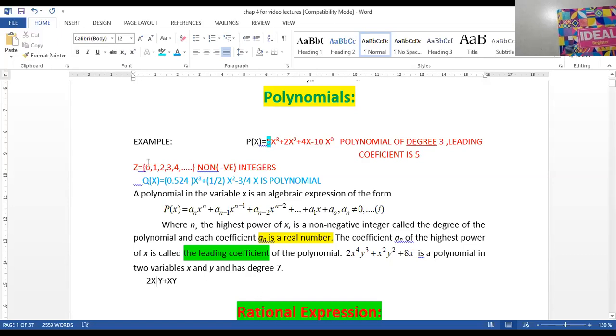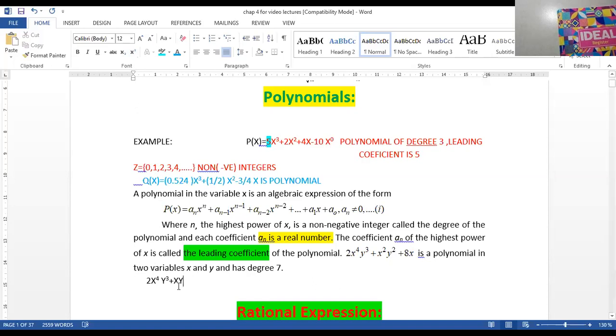If I type here x to the power 4, and then I write here x to the power 3, you will see the topic is how to identify the degree of a polynomial when we have two variables.